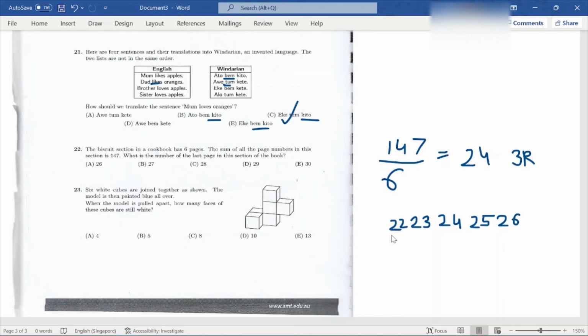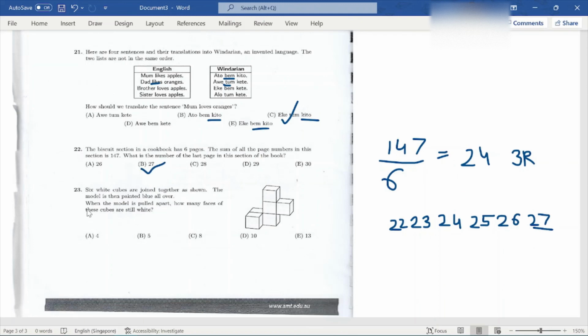So that would give us a sequence of 5. However, there is one more that you would be wondering whether to go back or add further. Since we have 3 more left after 24 times 6, we must go further to 27, which would be plus 3 of 24. So that is what it looks like. The question they are asking is, what is the number of the last page in the section of the book? The answer would be 27, option number B.